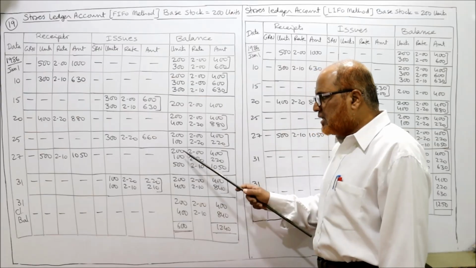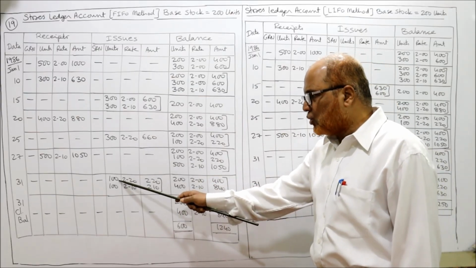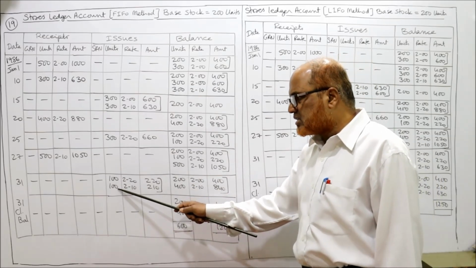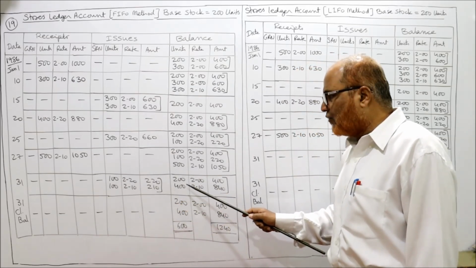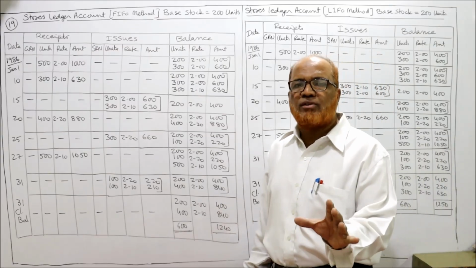Now the balance. This 200 base stock will remain the same. This 100 units is already issued. Out of 500, 100 units are issued. So 400 remaining. So 400 at 2.10 is 840. That's all. All the transactions given in the problem are completed.